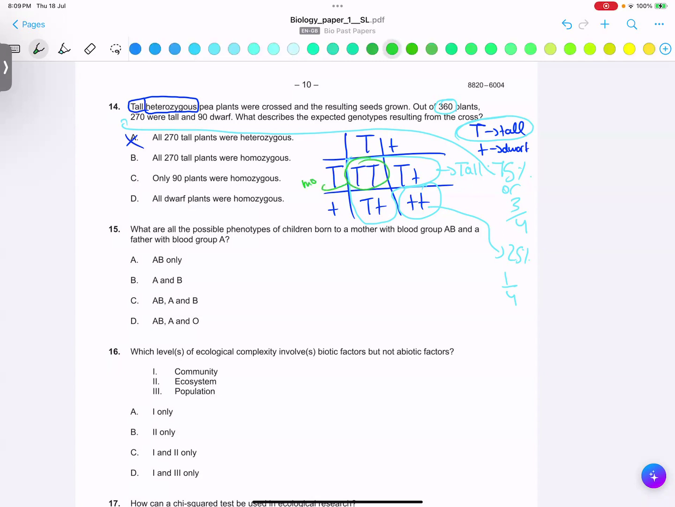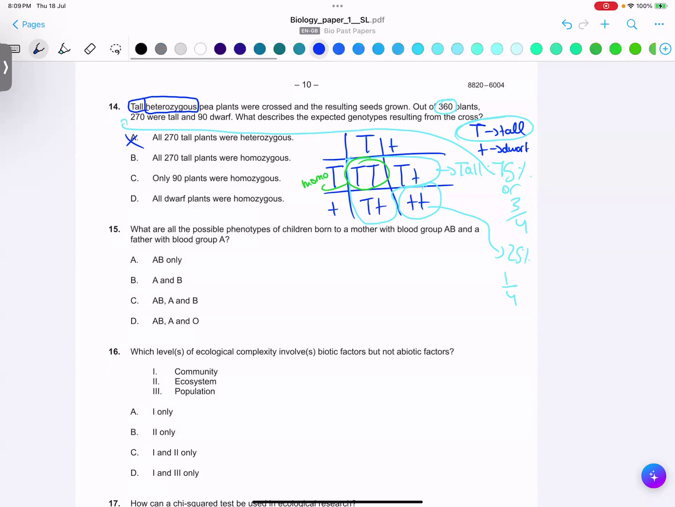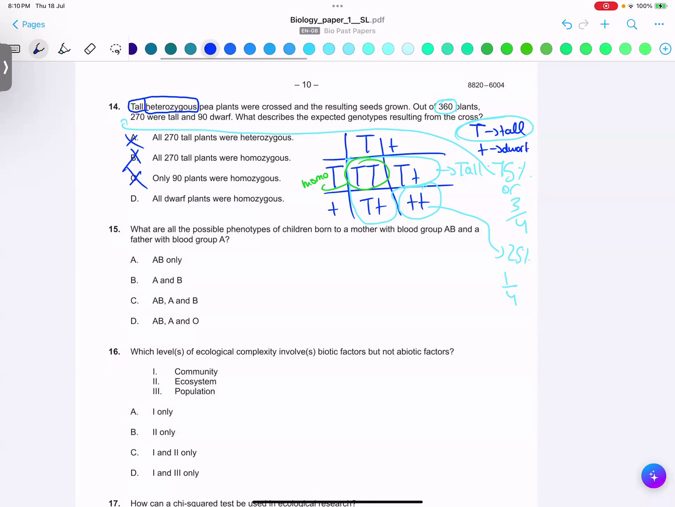These are homo. And all 270 plants were homozygous? This is also not true. Only 25% were. Also, only 90 plants were homozygous. Not true. All dwarf plants were homozygous. This is true. And actually, this is really easy.